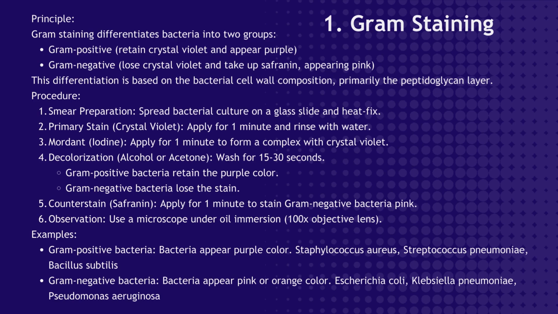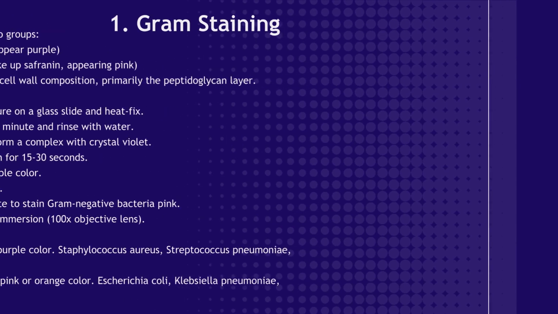Gram staining. Principle: Gram staining differentiates bacteria into two groups. Gram-positive bacteria retain crystal violet and appear purple. Gram-negative bacteria lose crystal violet and take up safranin, appearing pink. This differentiation is based on the bacterial cell wall composition, primarily the peptidoglycan layer.